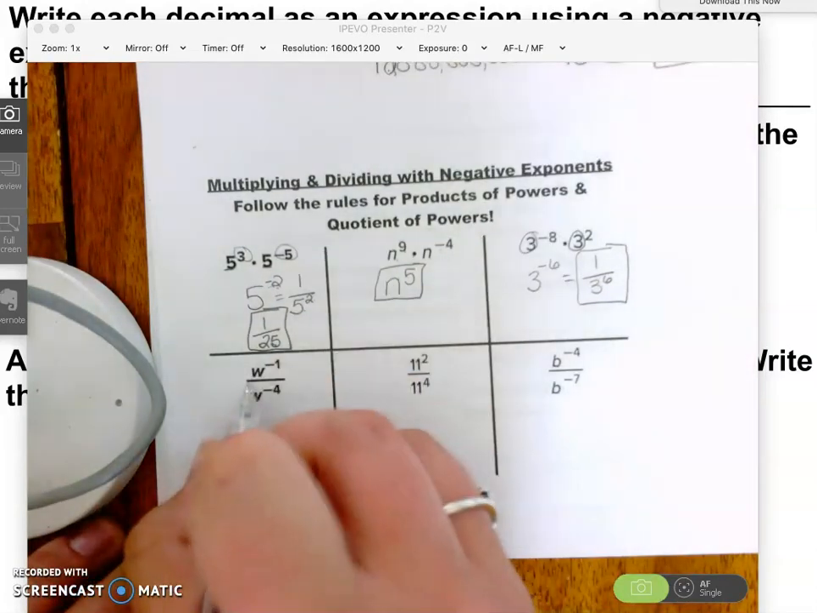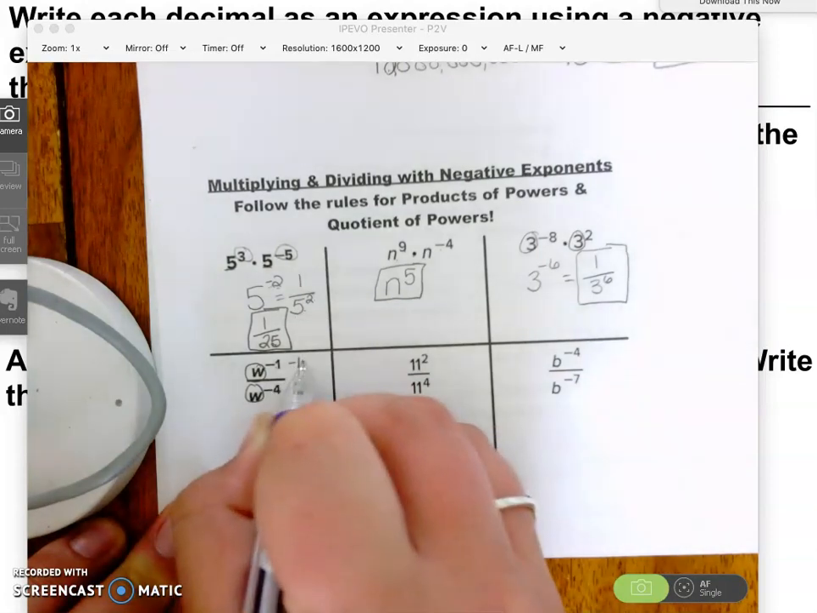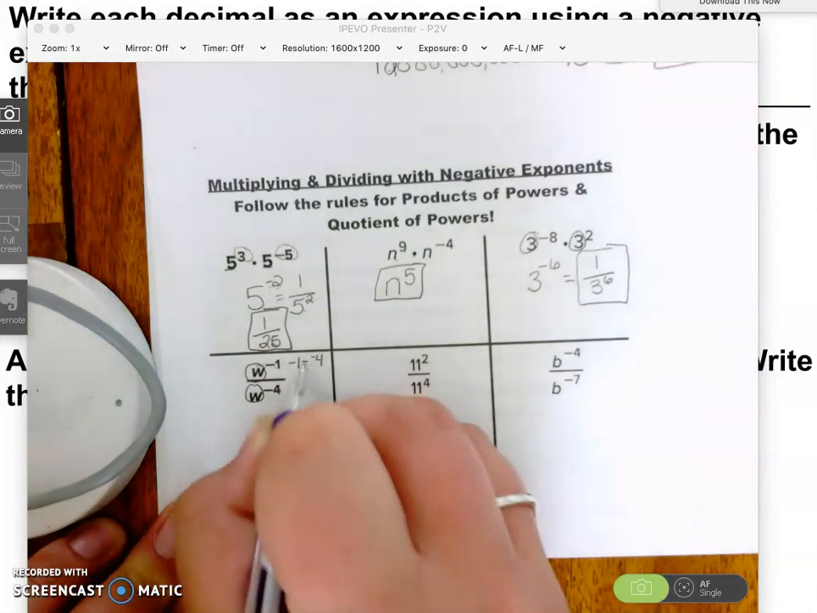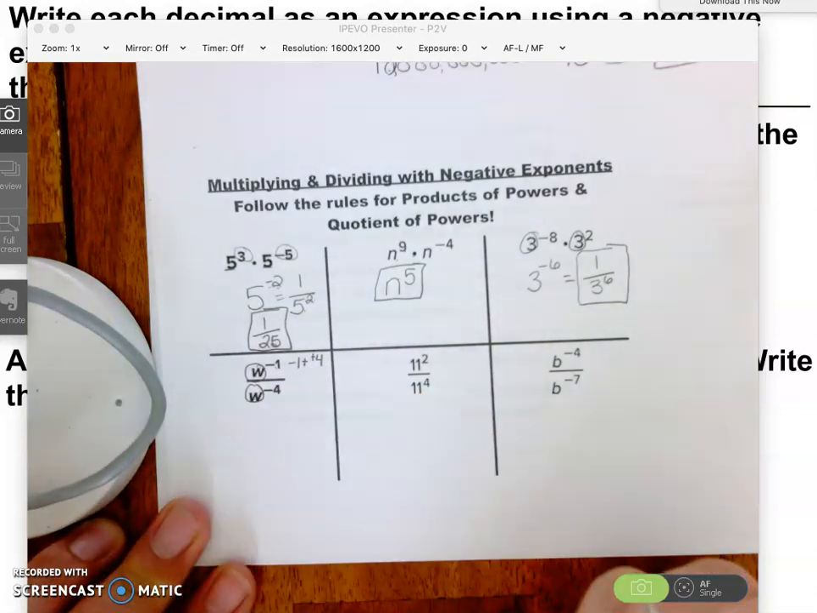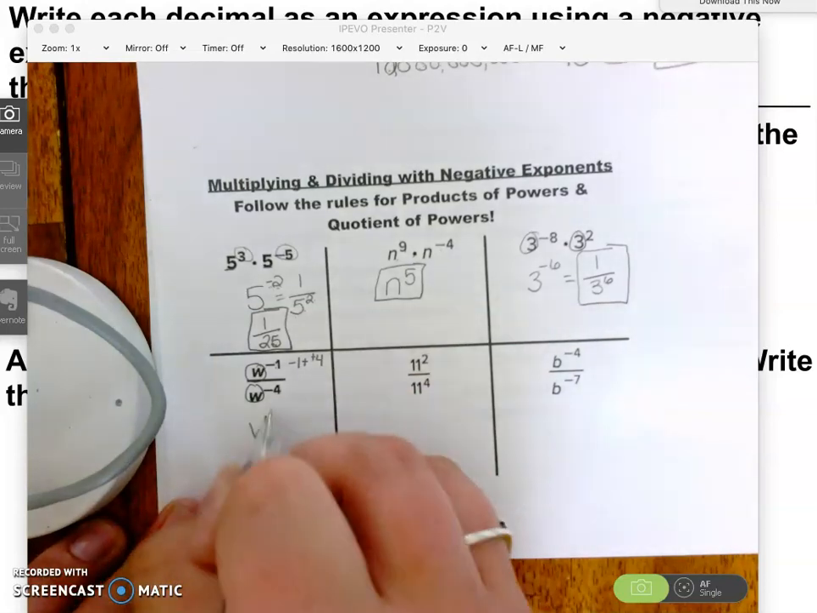Remember, when I'm dividing like bases, I subtract their exponents. So I have negative 1 minus a negative 4. So I have minus a negative. I can change it to adding a positive. Negative 1 plus 4 is 3, so I have w to the 3rd power.